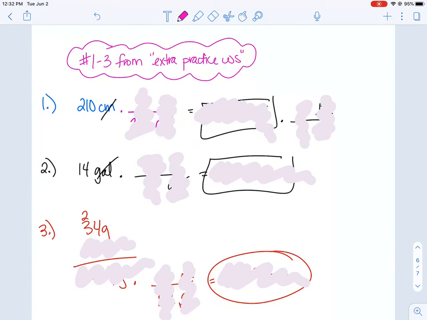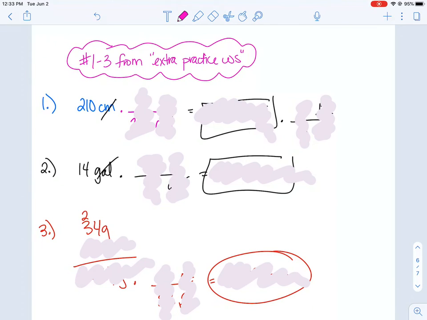All right, in this video, I'm going to look at numbers 1 through 3 on the extra practice worksheet that's in Canvas. These are really good problems to help you put everything together from chapter 9 and 10 before you take your test here in a little bit.